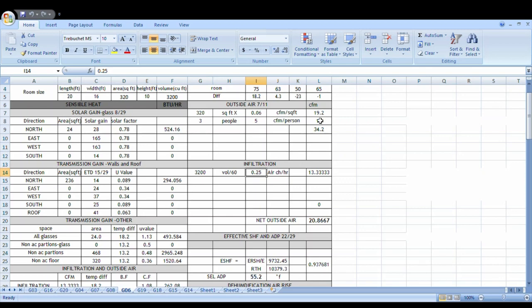If you subtract infiltration from the outside air, you will get the net outside air, 20.8667. 34.2 minus 13.33, you will get this net outside air, guys.